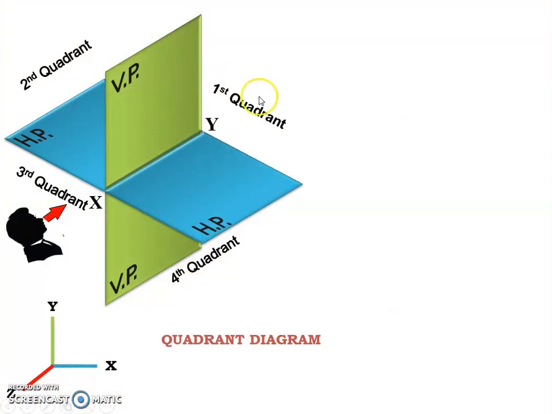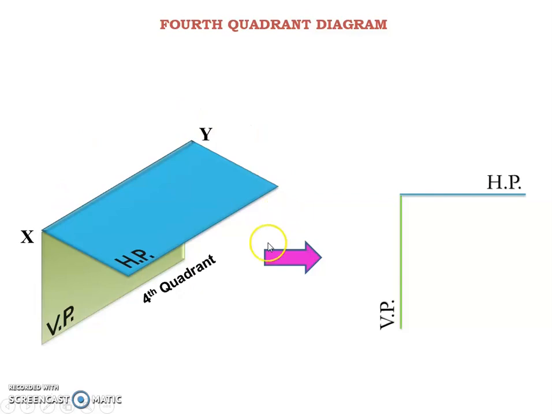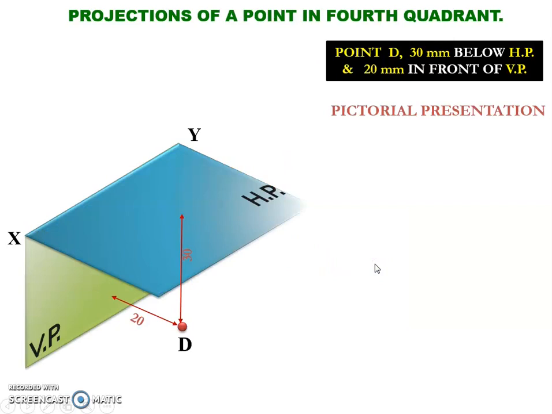The 3D representation of the quadrant diagram is shown here. The same diagram can be represented in 2D like this. Here we can see the 3D representation as well as 2D representation of the fourth quadrant diagram. Now let us find the projections of a point D located in the fourth quadrant.